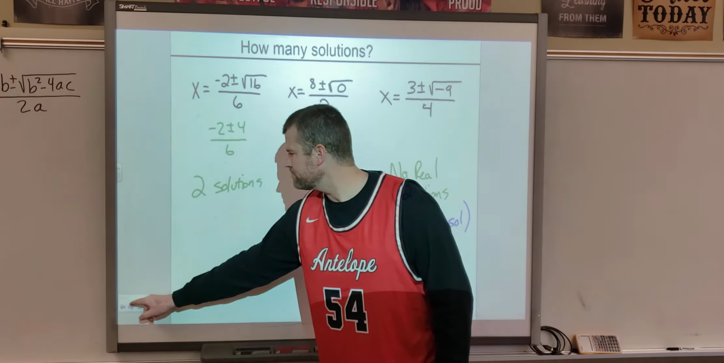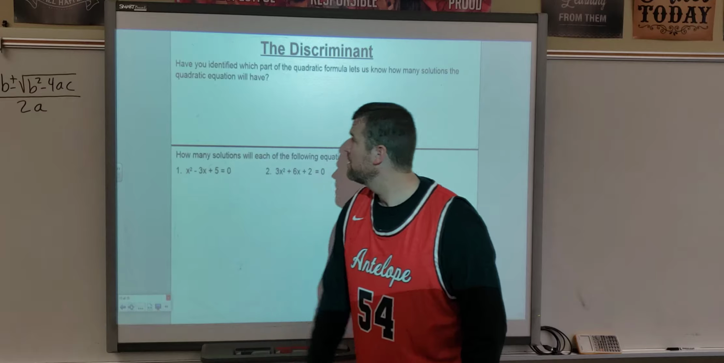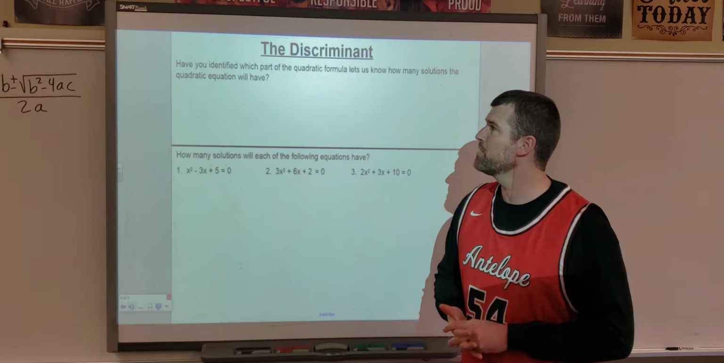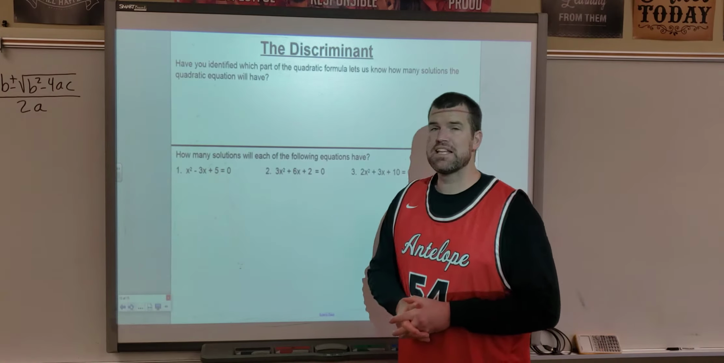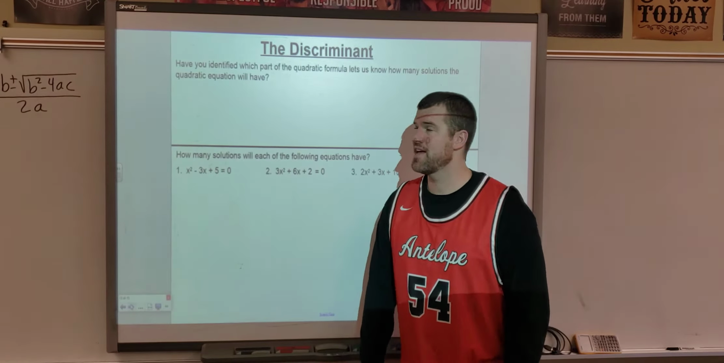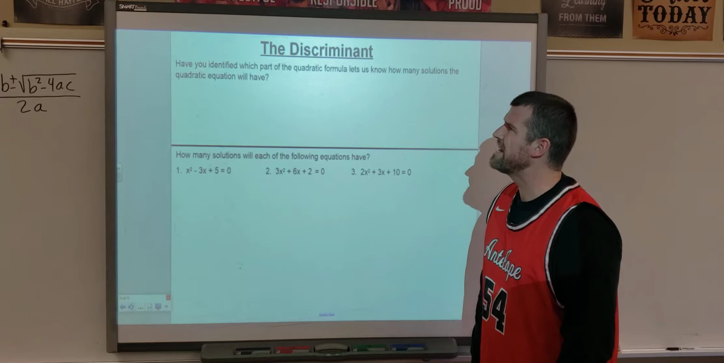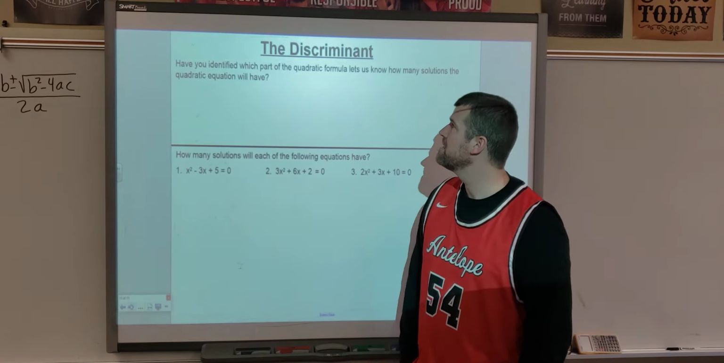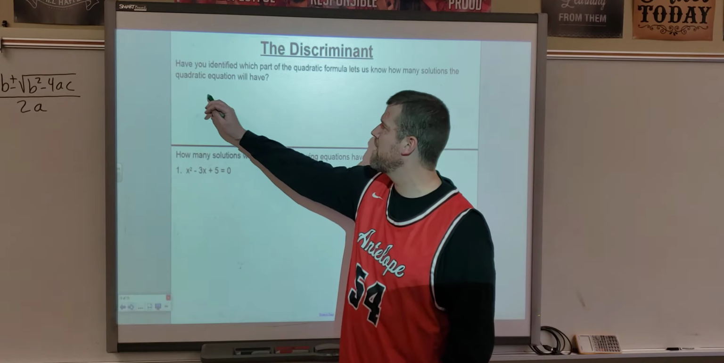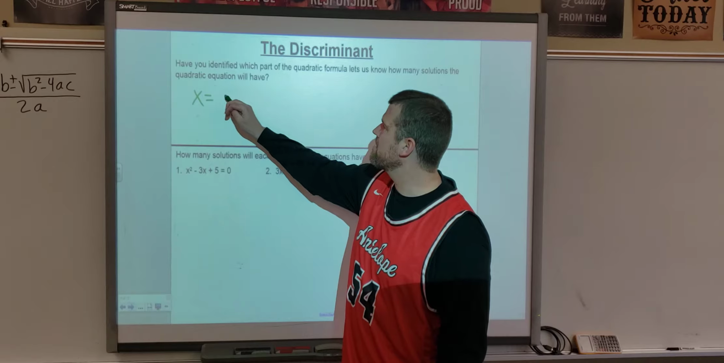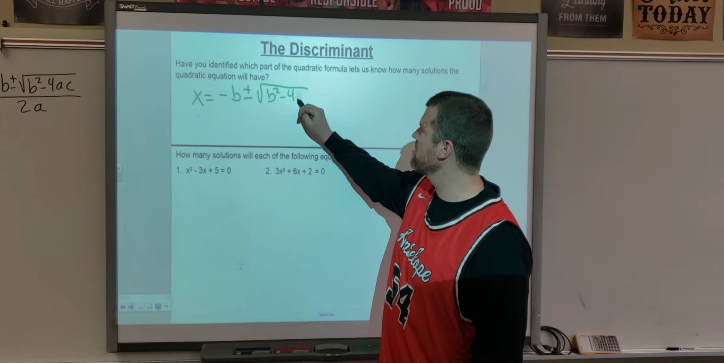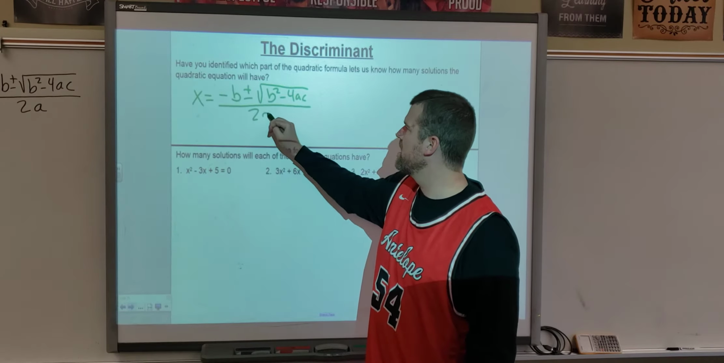All right. So the discriminant, that's a vocabulary word we're going to use a pretty decent amount of the time. So discriminant is a word you'll want to remember, and when I show you what the discriminant is, hopefully we can memorize that. So at this point, have we identified which part of the quadratic formula lets us know how many solutions there are? So hopefully at this point we've recognized that when we write out our quadratic formula, x equals negative b plus or minus the square root b squared minus 4ac all over 2a.